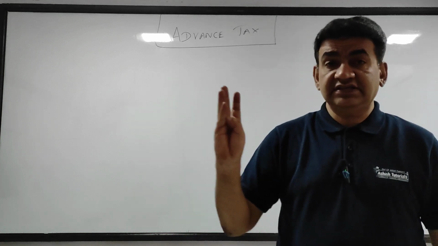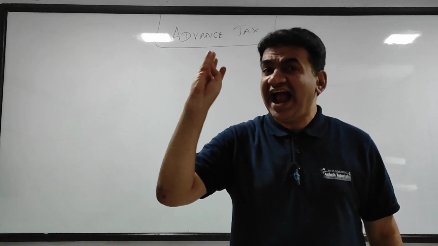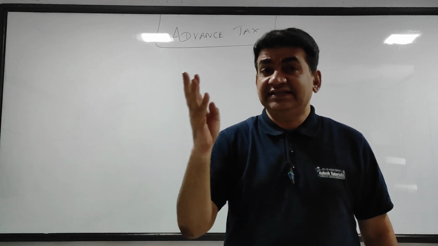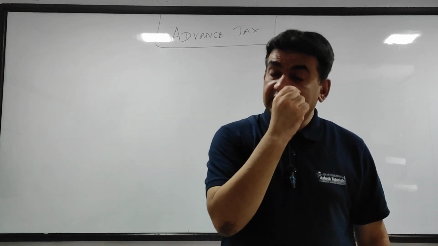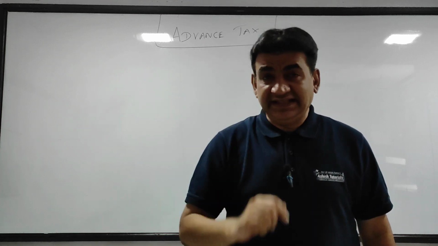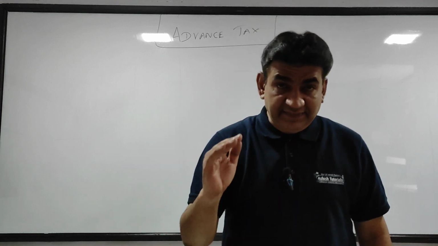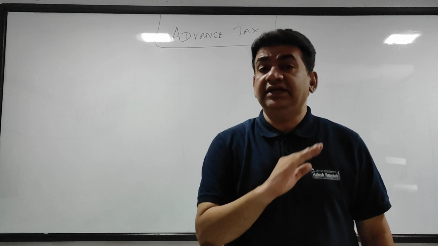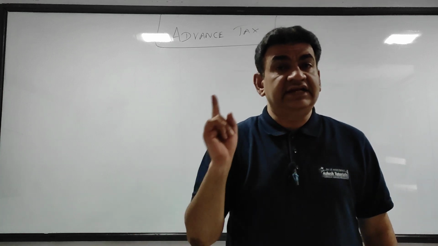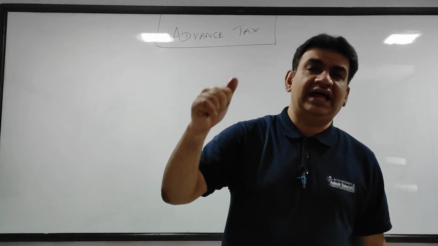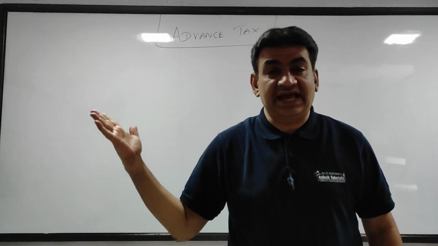Three ways. First, advance tax. Second, TDS, which we did the entire chapter. And the third was TCS, tax collected at source. As I mentioned, the TCS part is not in your syllabus. TDS we did, and now we come to advance tax.